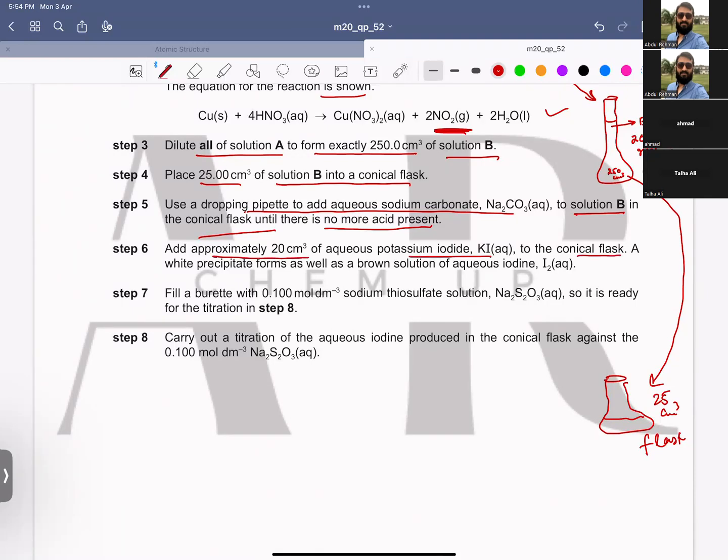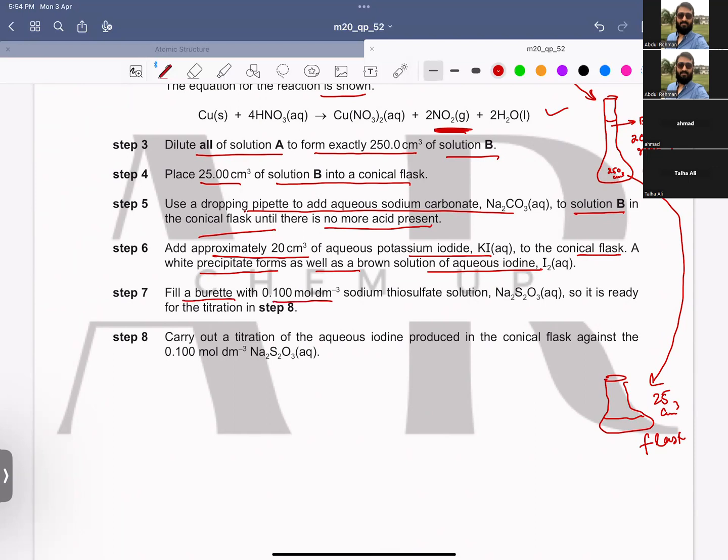centimeter cube of potassium iodide, sodium thiosulfate solution. Yes, your voice was cutting out. Okay, so can I repeat the step?